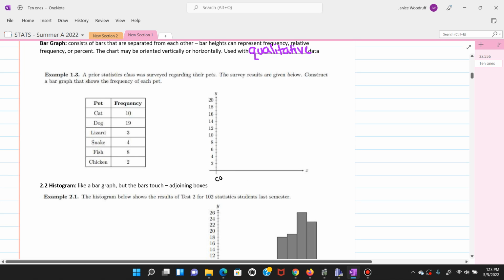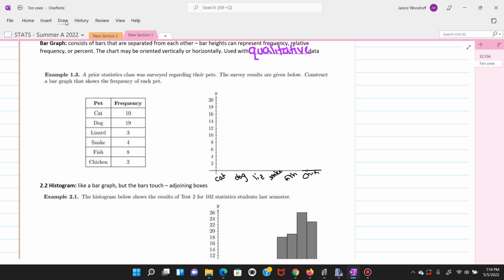So I've got cat, dog, lizard, snake, fish, and chicken. Might have to extend this a little bit.